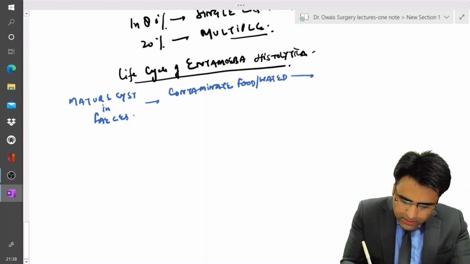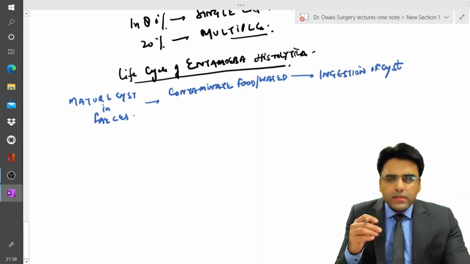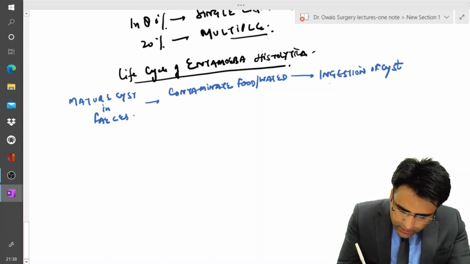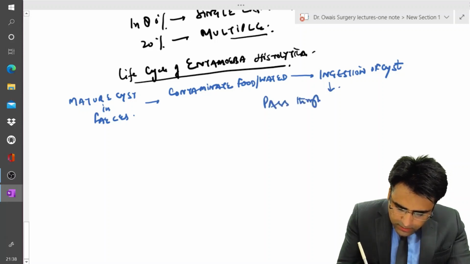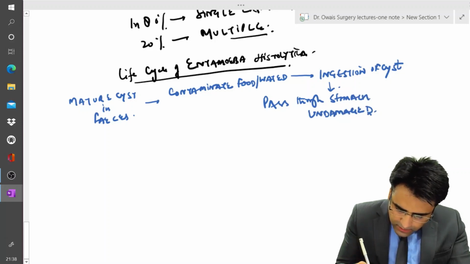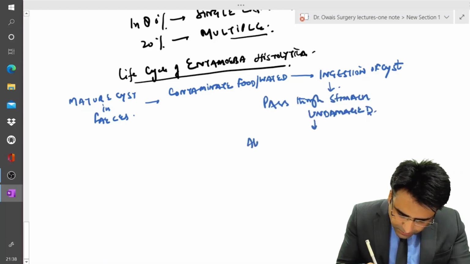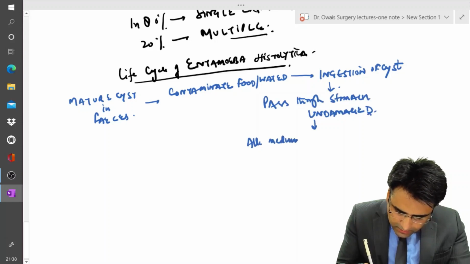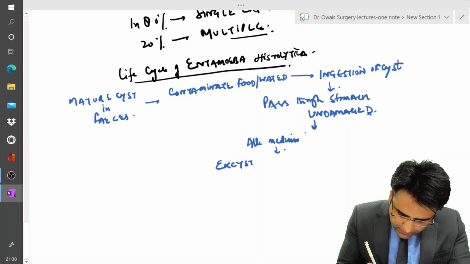After that, if we ingest this food, we are also ingesting the cyst. Clear? After that, these cysts pass through the stomach undamaged because the acidic medium in the stomach cannot destroy them, whereas in the alkaline medium, excystation occurs.